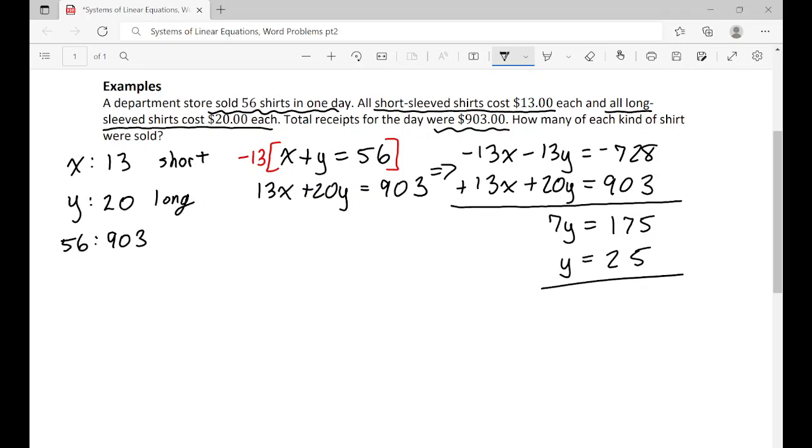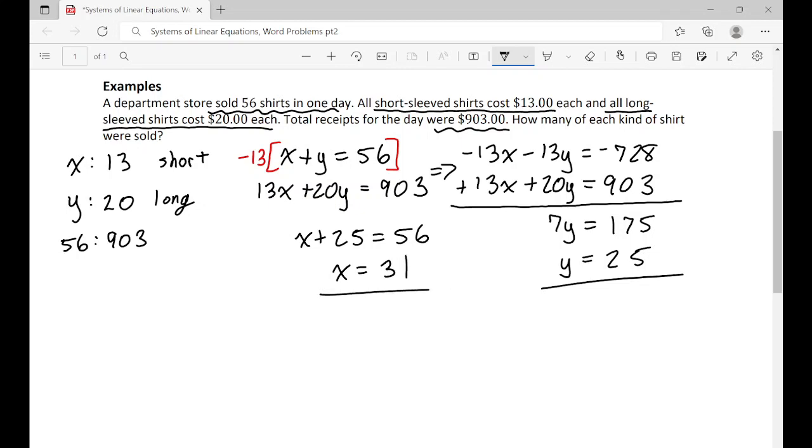So I now know what y equals. Now I need to figure out what x is. So I can take this and plug it into my original one. I can use the second one, or I can use the first one. And I'm going to prefer to use the first because it's smaller and nicer numbers. So x plus 25 equals 56. Subtract the 25 over. X is going to give me 31.